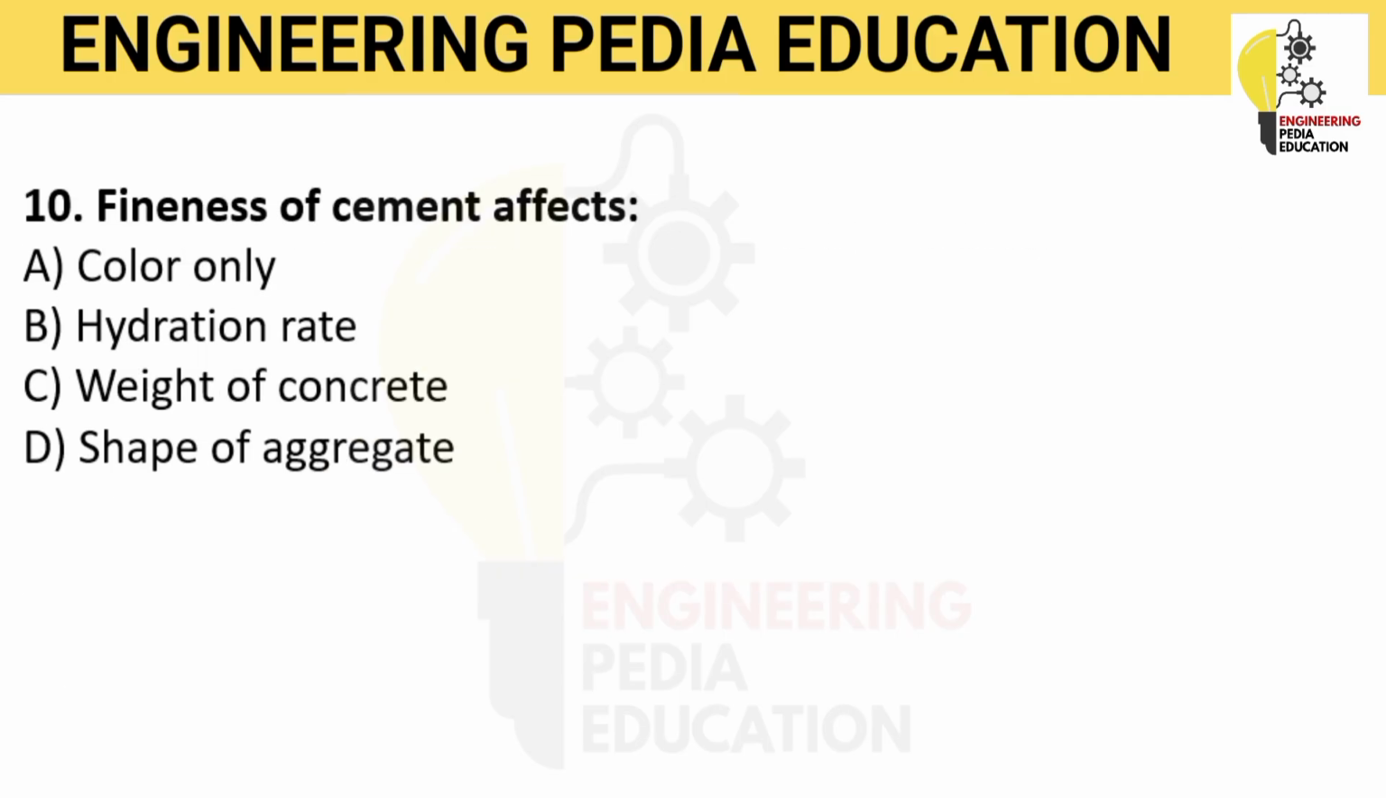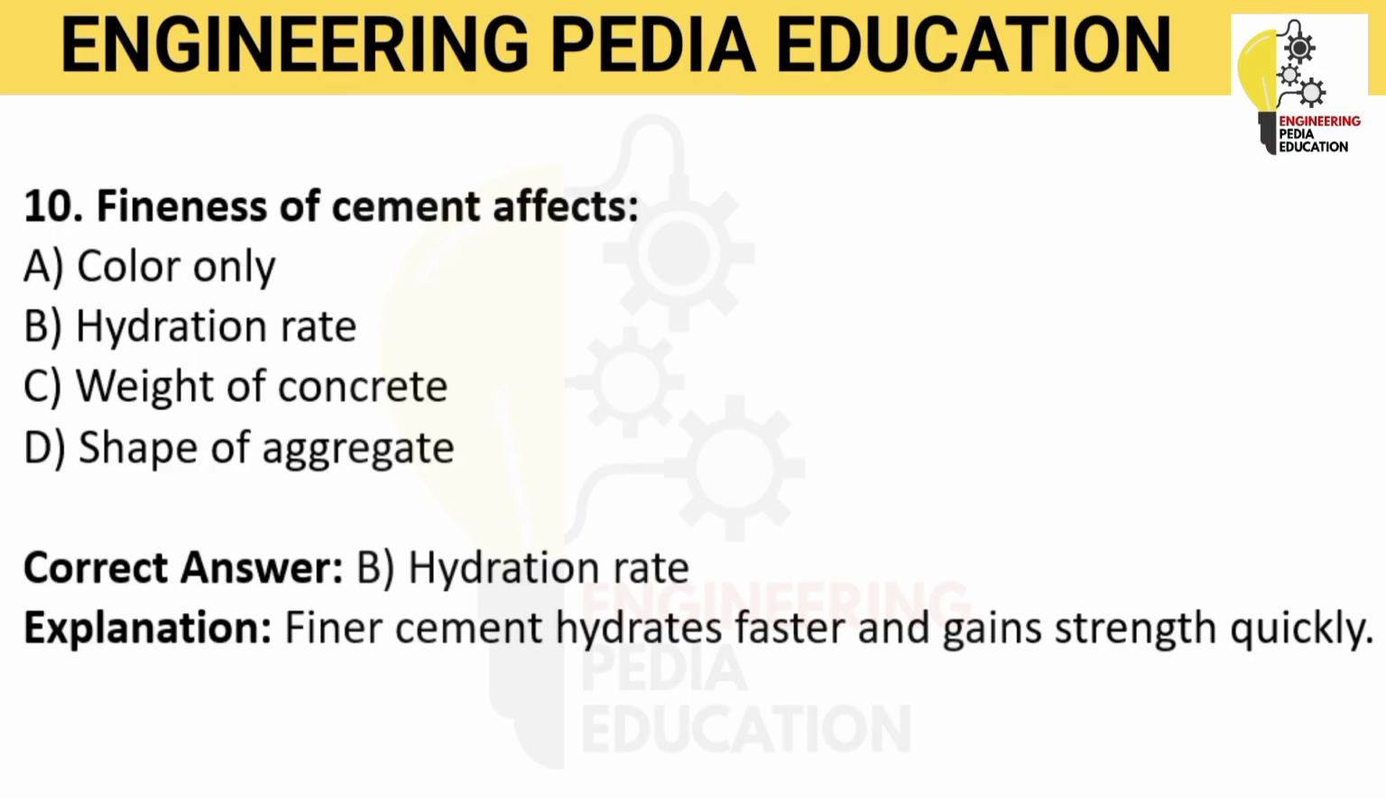Fineness of cement affects: color only, hydration rate, weight of cement, shape of cement. So the correct answer is hydration rate. Finer cement hydrates faster and gains strength quickly. Hydration rate means the speed at which cement reacts with water. When water is added to OPC, a chemical reaction occurs and compounds form that give strength to concrete. This process is called hydration.